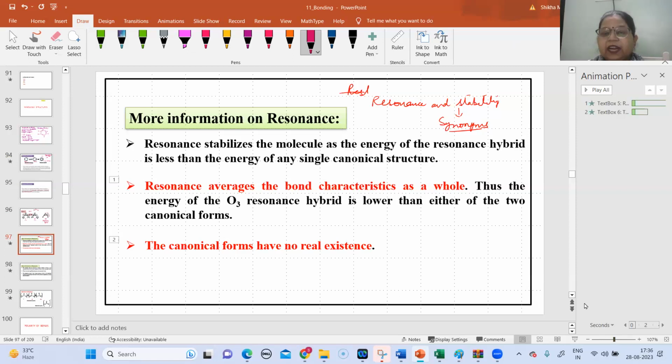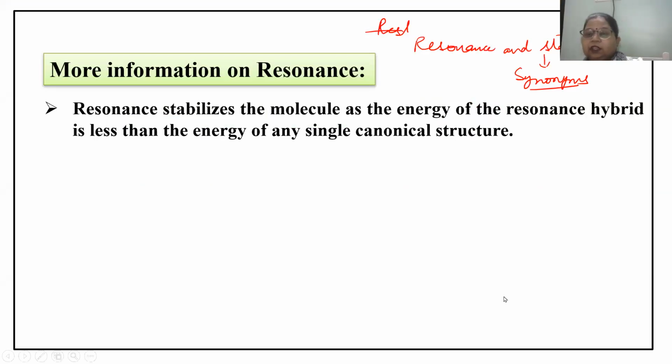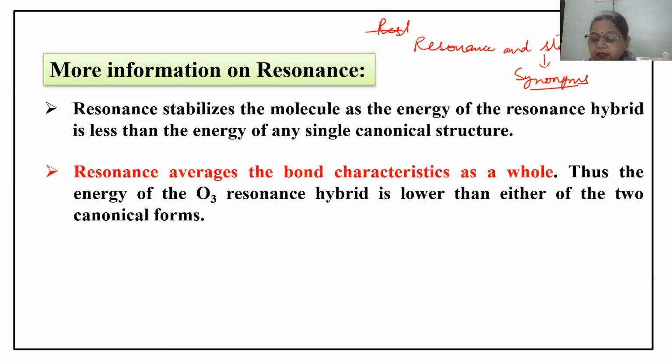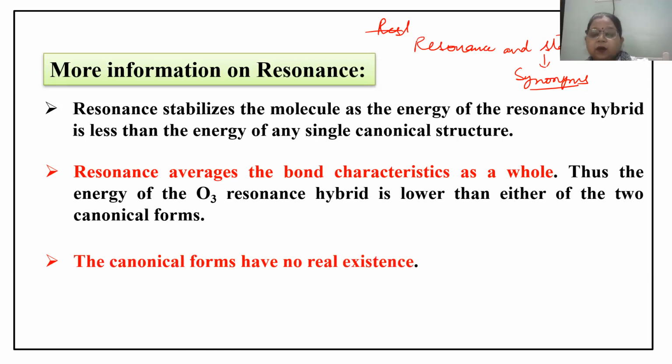So that is the first point, that the energy of any of the canonical forms is always going to be more than the resonance hybrid. The second point is that resonance averages the bond characteristics as a whole, right? And the next one is that the canonical forms have no real existence. That means we believe them to exist, but they are actually not existing. Resonance averages the bond characteristics as a whole, as I told you with the example of ozone, where they had two different bond lengths.